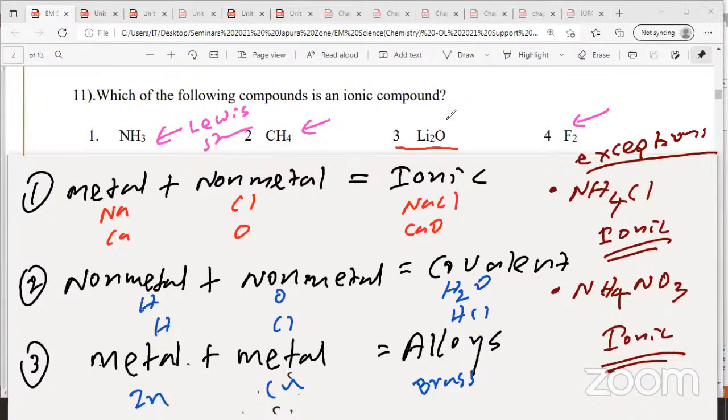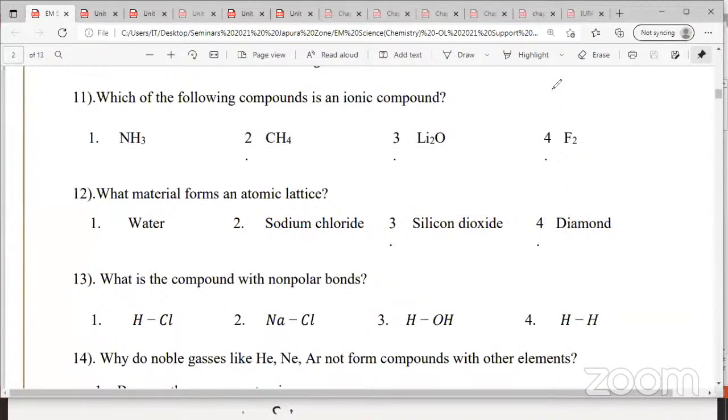Let's move on to the next question. What is the answer for question number 11? 3. Try to learn something new from each MCQ, at least a short method for the MCQ paper. Then only will you perform better than before in the chemistry part in the next paper. Right. Next one. Question number 12.